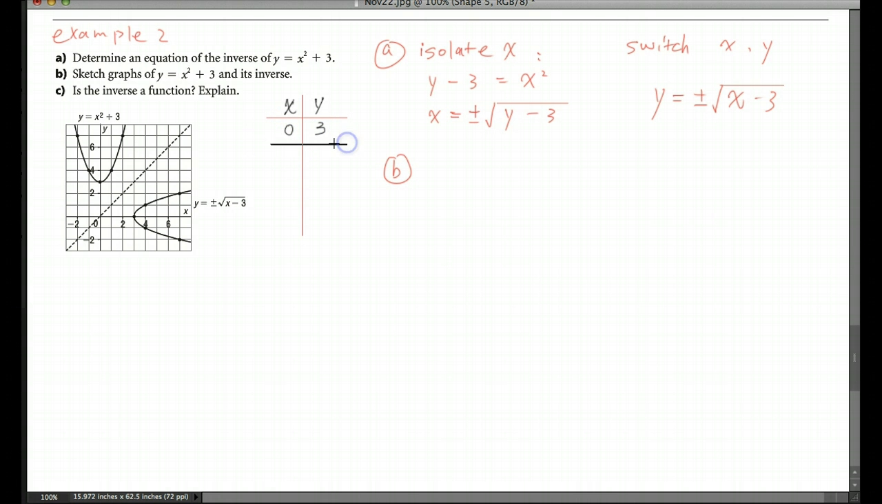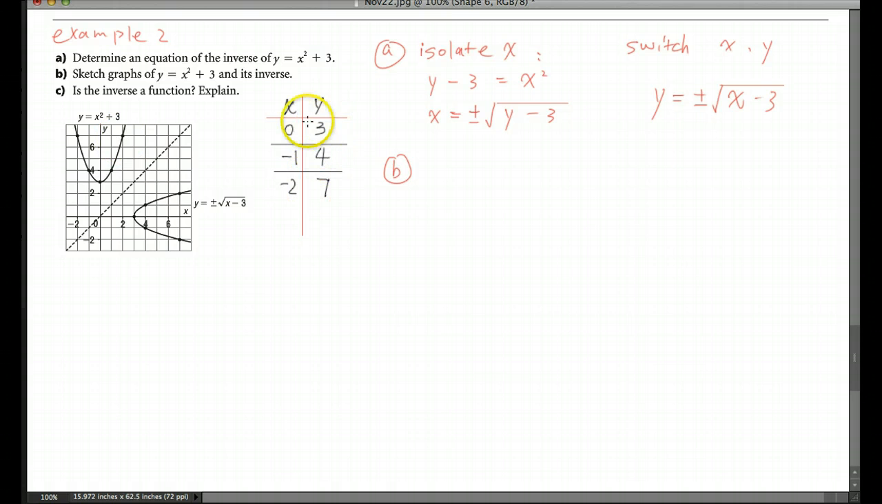And then you choose negative 1, and then y should be 4. And then if you choose x equals negative 2, 2 squared is 4, plus 3 equals 7. Obviously you can also get these 2 points because they're symmetrical. So basically we got 5 points.